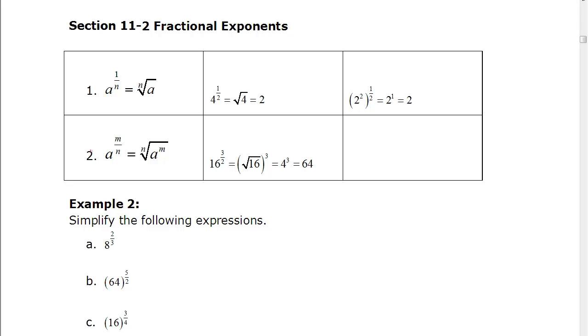So similarly, a to the m over n instead of 1 now, well, that simply means the nth root of a to the power of m. And another way to write that is the nth root of a all to the power of m. And sometimes it's convenient to use this form, sometimes it's convenient to use the other form. And so we can use these to reduce different things with fractional exponents.